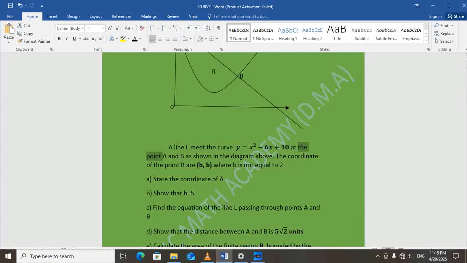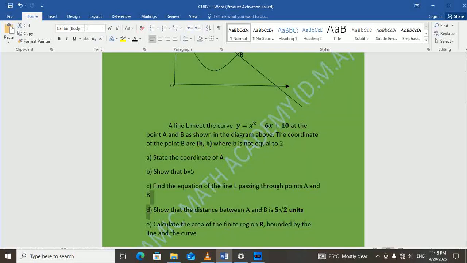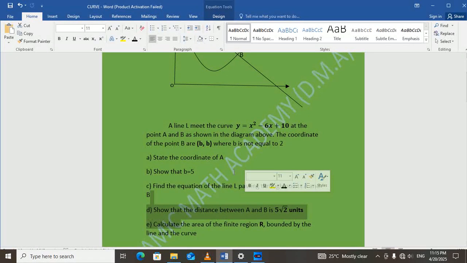The first question says, state the coordinate of point A. Then the next question is, show that b is equal to 5. C, find the equation of the line L passing through the points A and B. Then D, show that the distance between A and B is 5√2 units. The last question, E, asks us to calculate the area of the finite region R bounded by the line and the curve. So this was all about the question.